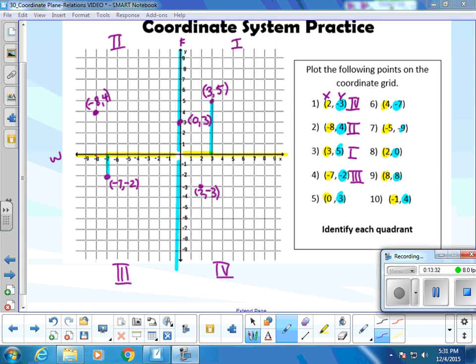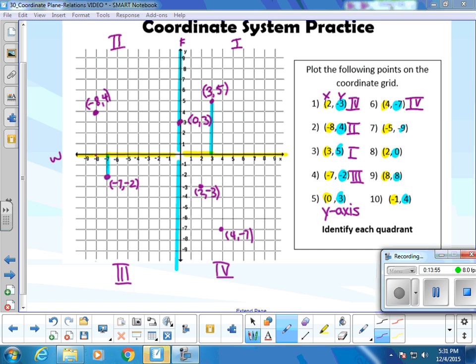Okay, welcome back. I forgot to tell you, when a point is on an axis, then its location is not in a quadrant, and you just say that it's on the x-axis or y-axis. So for number 6, we're going to go over 4, down 7. So this is number 6 right here, and it is in quadrant 4.